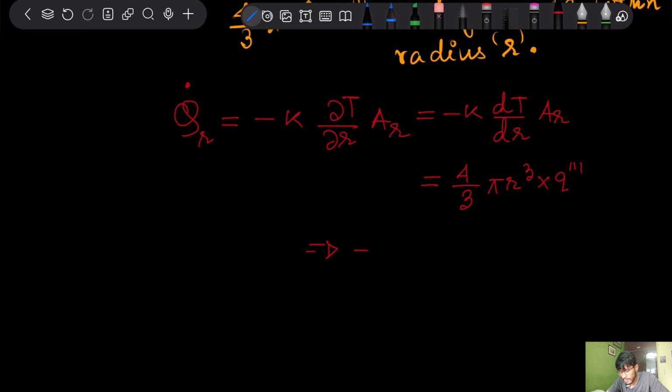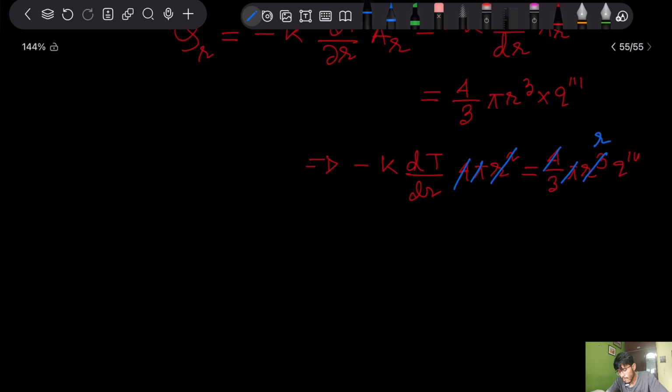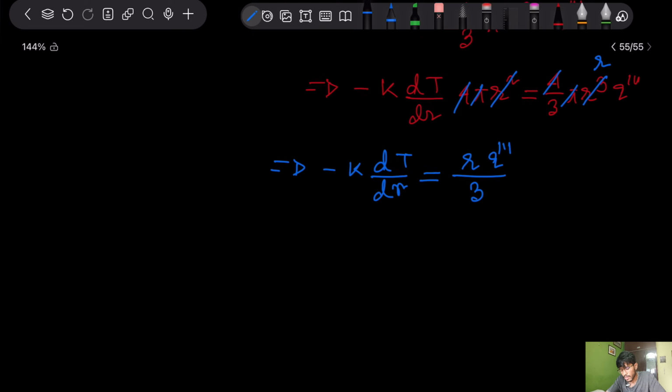So now I have a governing equation for temperature. So this A(r) is what? A(r) is 4 pi r square, and this is 4/3 pi small r cube into q triple dot. Now some things will be cancelled out, so this 1 r will be cancelled out, pi and pi, 4 and 4 will be cancelled out. So the things which remain are, this is equal to small r q triple dot by 3, right?